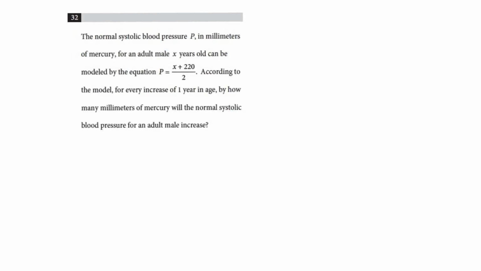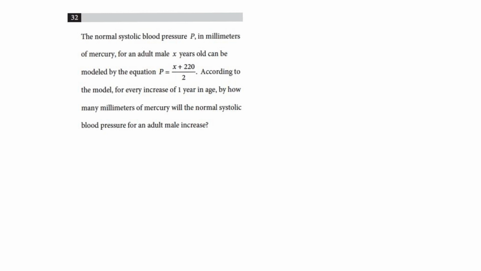All right, the normal systolic blood pressure P in millimeters of mercury for an adult male X years old can be modeled by the equation P equals (X plus 220) over 2. According to the model, for every increase in 1 year in age, by how many millimeters of mercury will a normal systolic blood pressure for an adult male increase?